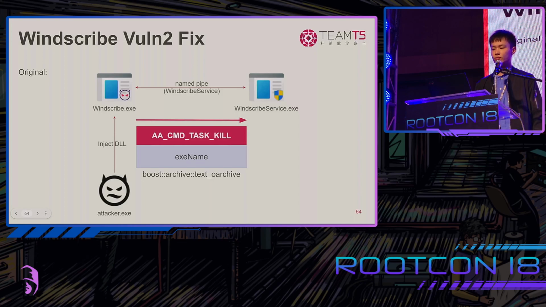A similar fix was applied to Windscribe's task kill command, which previously allowed specifying any exe name to terminate any process. Now, the command's functionality has been restricted to prevent arbitrary process termination. It directly hardcodes exe name to Windscribe OpenVPN.exe, and yes, which resolves the issue.